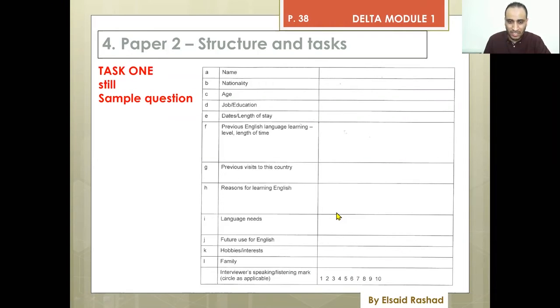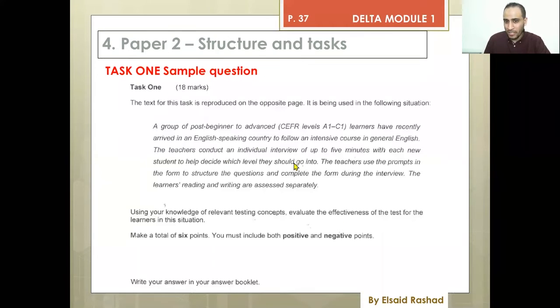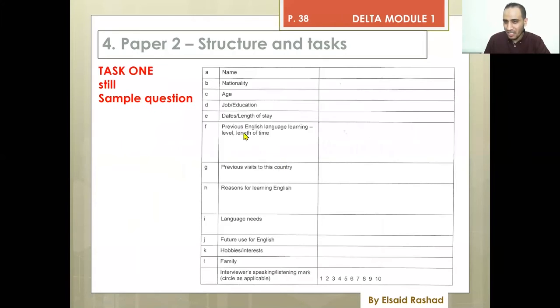Yes, of course, you need to read this. You need to read this very carefully. You need to understand the situation of the test. And if you have an attachment like this, you also need to have a look at it. Then you can think about the positives and the negatives. What are the positives of this test and what are the negatives? Even Cambridge tests have some negatives, okay? So don't worry about writing some negative points about any test, because even Cambridge tests like Delta Module 1 or the IELTS writing test or speaking test, they have some negatives indeed, okay? But you just need to think about them.